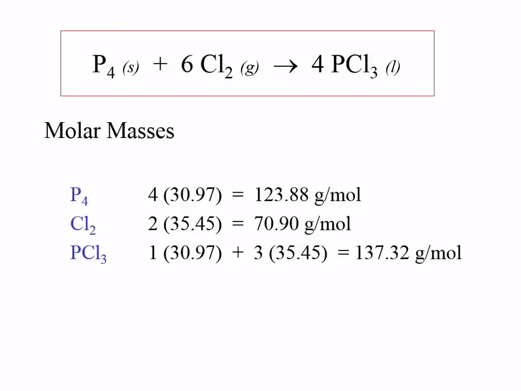So do you guys have these molar masses? I went ahead and did the periodic table, took 4 times what phosphorus is, and I got 123.88 grams per mole. I took 2 times what chlorine is, 2 times 35.45, and I got 70.90 grams per mole.